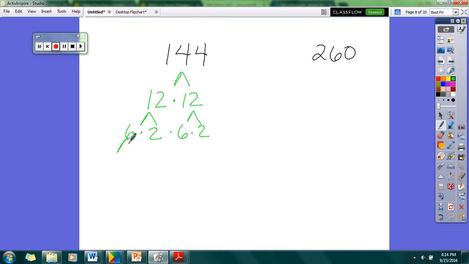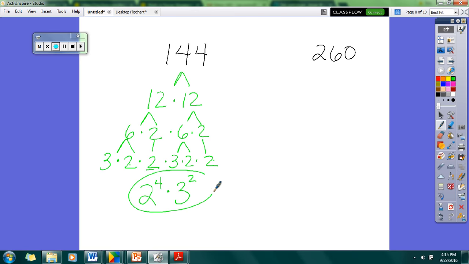6 is not prime, so I need to break that down further. 3 times 2. Don't forget to bring down this 2. Many students forget to bring this 2 down because they see another 2 to the left of it. Then I'm going to break down 6 to be 3 and 2 again. And again, don't forget that last 2. So you can see my lowest number is 2. I have 1, 2, 3, 4 2's. So it's going to be 2 to the fourth power times 2 3's, which is going to be 3 to the second power.